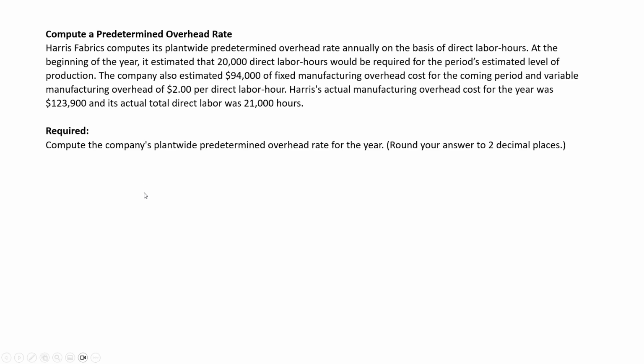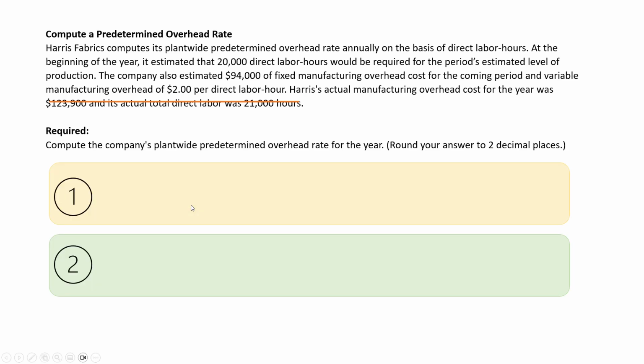Here's the challenge. We need to ignore the actual information. When we're calculating that rate, it's at the beginning of the year. We don't have the crystal ball or the foresight of what's actually going to happen. All we have is the estimates. So I'm just going to cross out the actual information. And I'm going to have a two-step process.